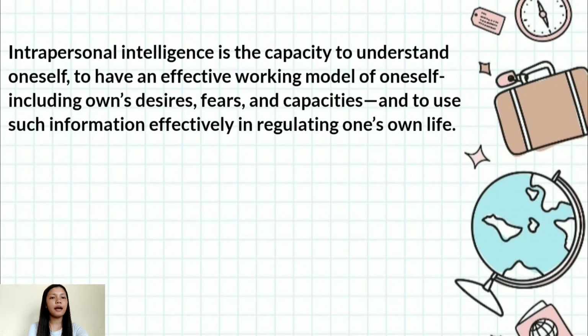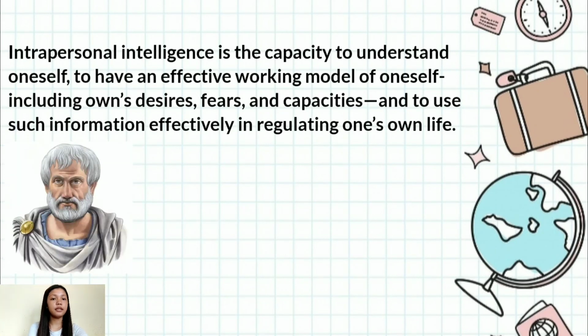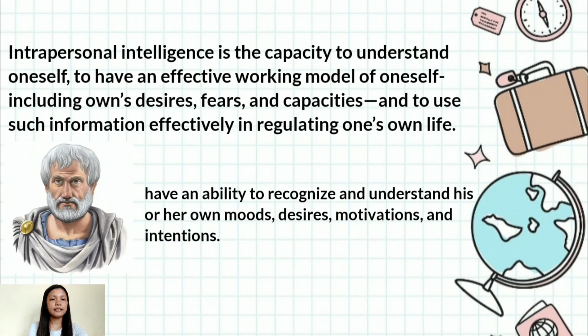Intrapersonal intelligence is the capacity to understand oneself, to have an effective working model of oneself including one's desires, fears, and capacities, and to use such information effectively in regulating one's own life. People with intrapersonal intelligence, such as Aristotle, have an ability to recognize and understand his or her own moods, desires, motivations, and intentions. This type of intelligence can help a person to understand which life goals are important and how to achieve them.